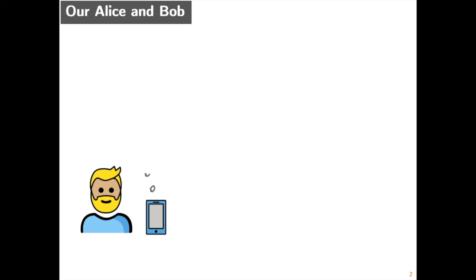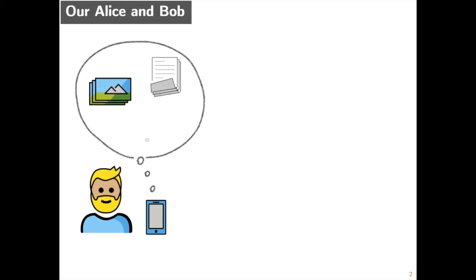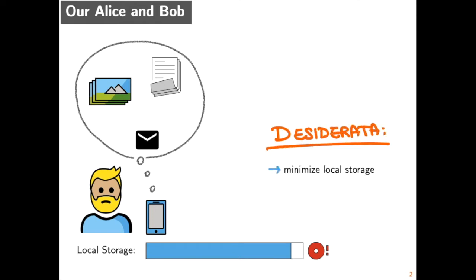Let me introduce our setting. We have an Alice and Bob. In our case, Bob is a user with a smartphone or a device where he has stored his important files, data, emails, pictures. And what often happens when you store everything on one single device is that you soon run out of storage space. And of course, Bob is not happy about that. What Bob would like then is to minimize his local storage.